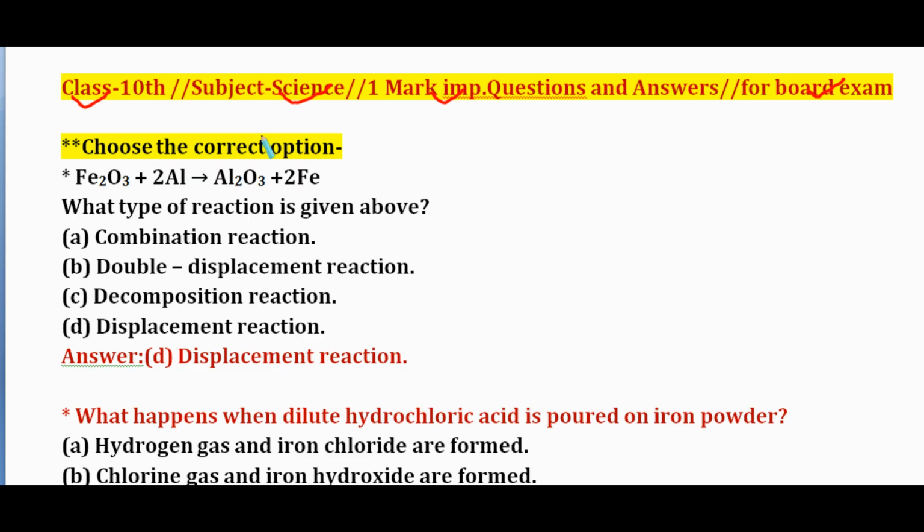First of all, choose the correct option. The question is Fe2O3 plus 2Al equals Al2O3 plus 2Fe. What type of reaction is given above? The options are combination reaction, double displacement reaction, decomposition reaction, displacement reaction. Here iron is displaced by aluminum, so the correct option is displacement reaction.